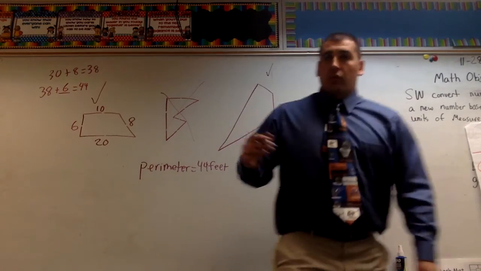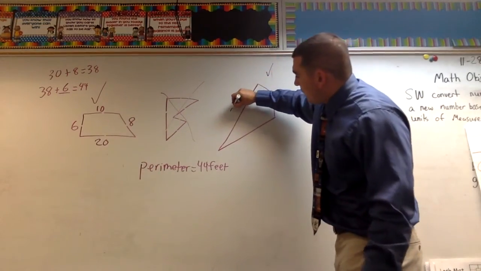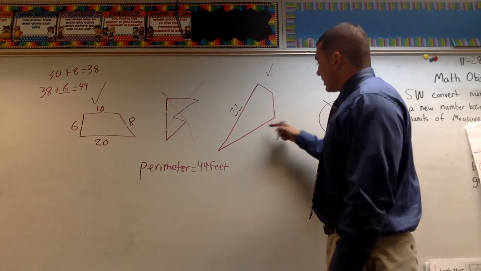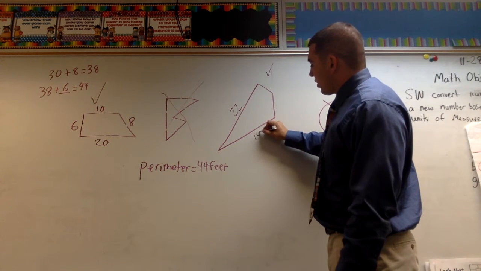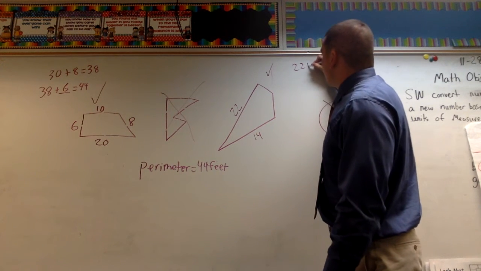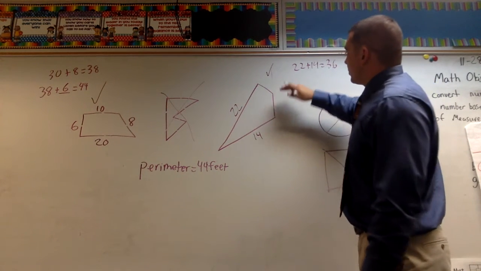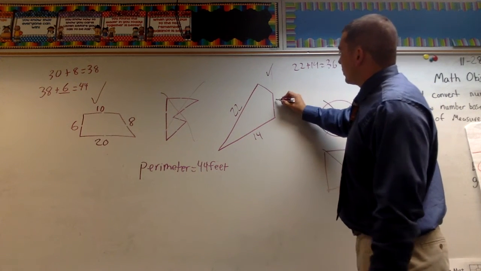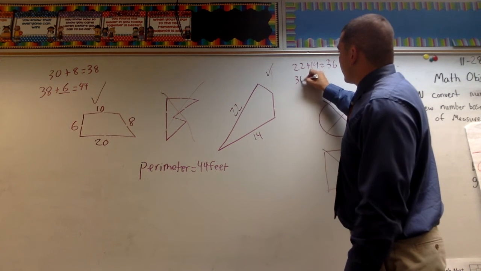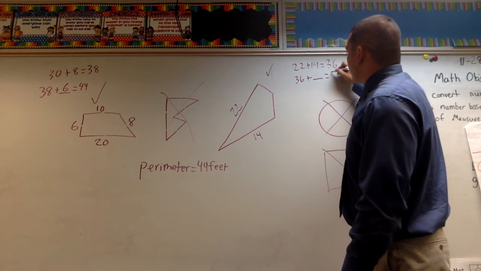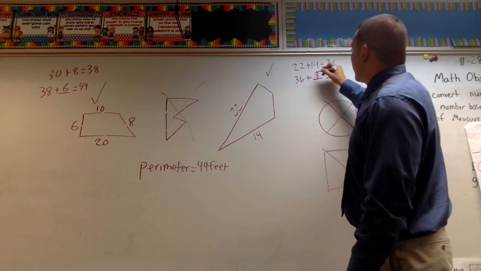Okay? Here, oh, I have a really long side. Let's make this 22. This side's pretty long too. Let's make this 14. So right now I have 22 plus 14. Oh, 36 again. These ones are kind of close, okay? Let's see, 36 plus what number gets me to 44? It's going to be 8.